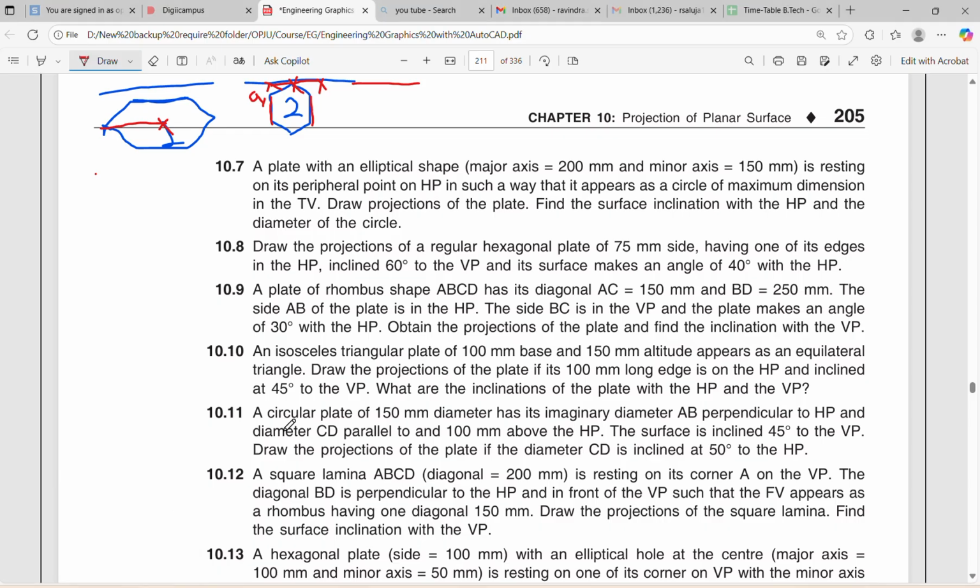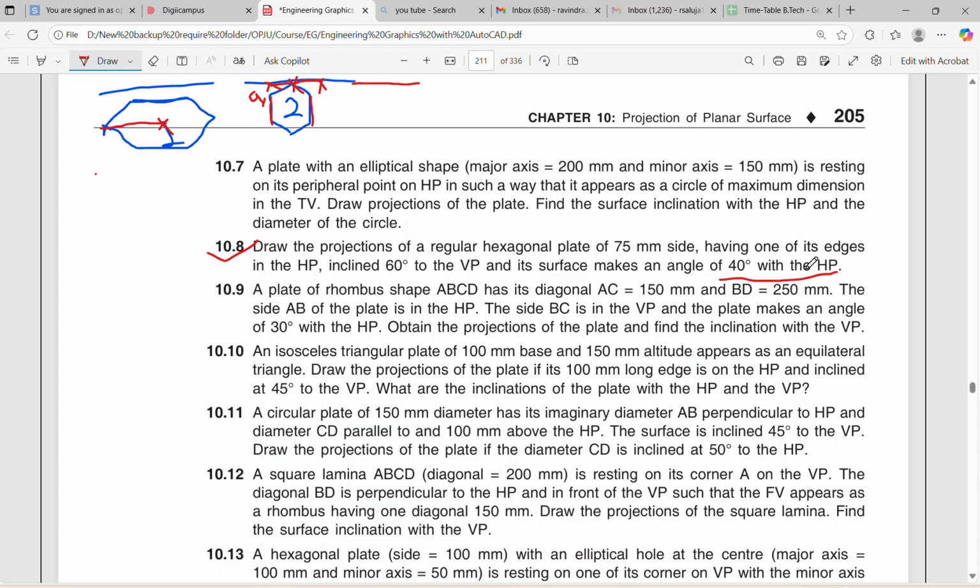So this case is related to oblique plane, means plane is inclined to both the planes. But in this, mainly in the question, one plane's inclination will be given and an edge inclination will be given. So I am quickly reading the statement 10.8. Draw the projection of a regular hexagonal plate of 75 mm side, having one of its edge in the HP and inclined 60° to VP, and its surface makes angle of 40° with the HP.